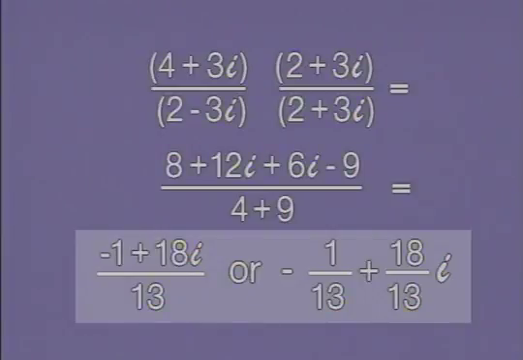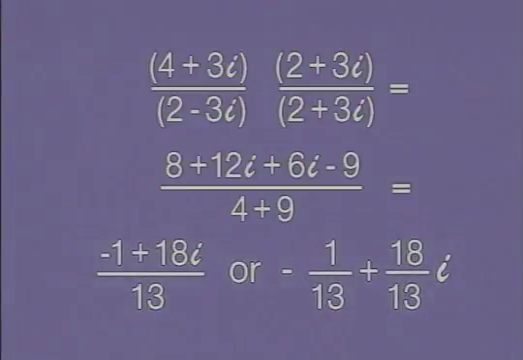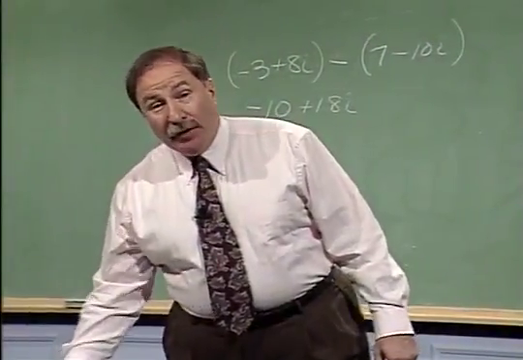A second way, which looks more like our definition of a complex number, is indicated. We take and divide each of the parts by 13. Negative 1/13 plus 18/13 i. This is a complex number. It is the answer to the original division problem, 4 plus 3i divided by 2 minus 3i. We've divided a complex number by a complex number and gotten an answer that was a complex number. If that's what we want to do, we've done it.